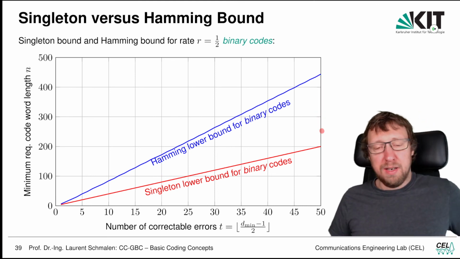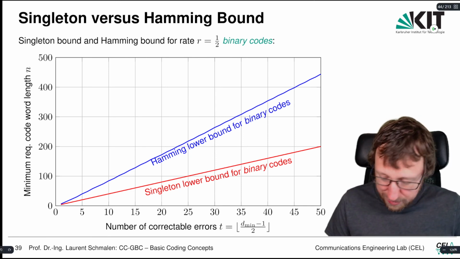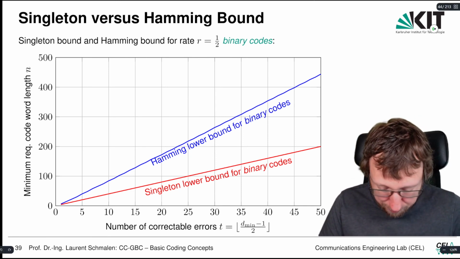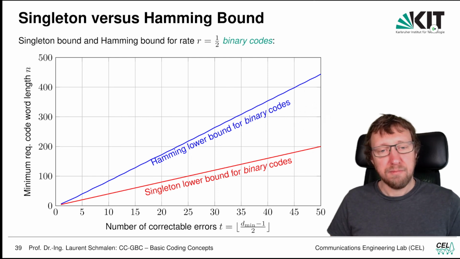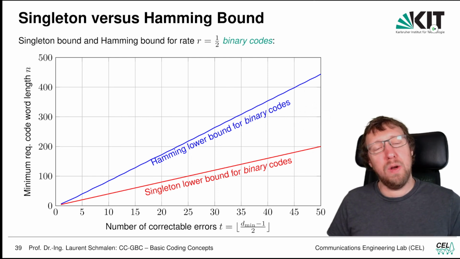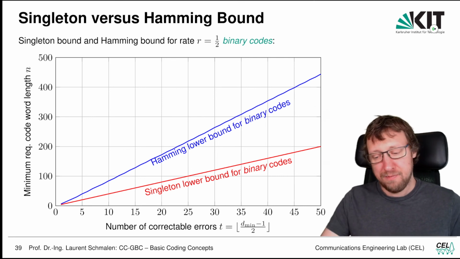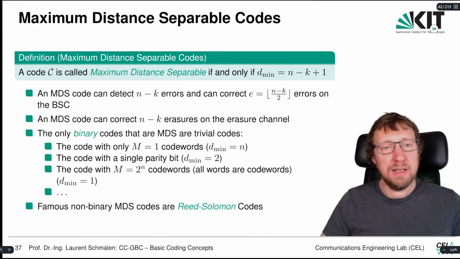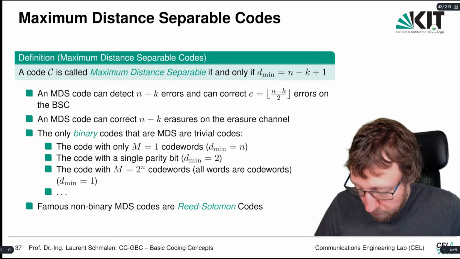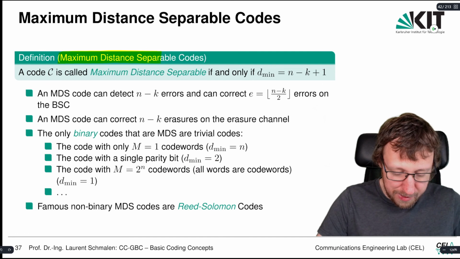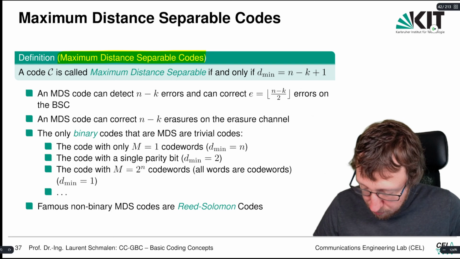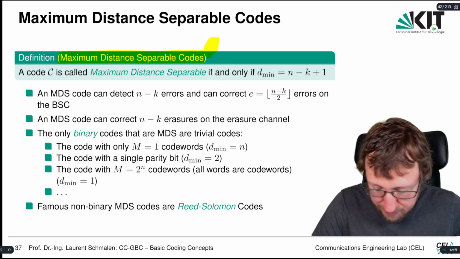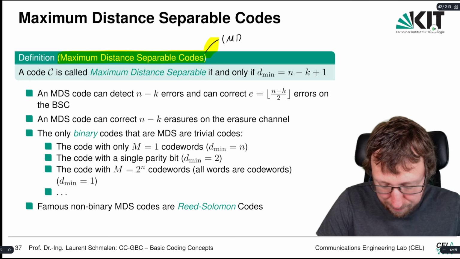So the singleton bound is not tight. The Hamming bound is tight, so we can actually find some of the codes that actually lie on this Hamming lower bound. The singleton bound is not tight. Singleton bound is tight only in some special cases. So what are these special cases? Special cases are when we have a so-called maximum distance separable or MDS code. It's abbreviated as MDS.